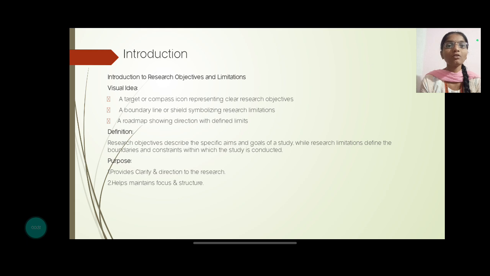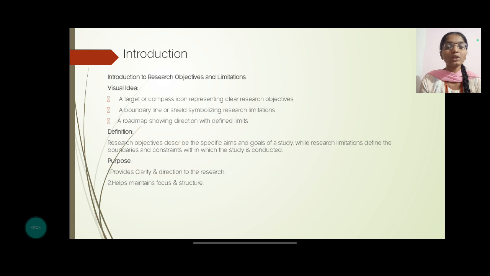The visual idea of research objectives and limitations is a target or compass icon representing clear research objectives, a boundary line or a shield symbolizing research limitations, and a roadmap showing direction with defined limits. The main definition: research objectives describe the specific aims and goals of a study, while research limitations define the boundaries and constraints within which the study is conducted.